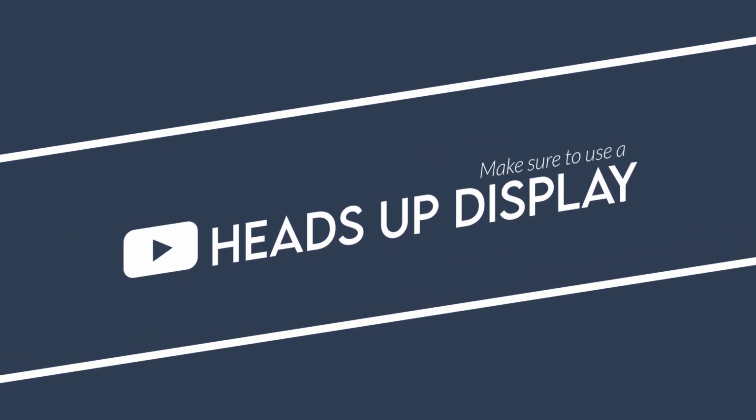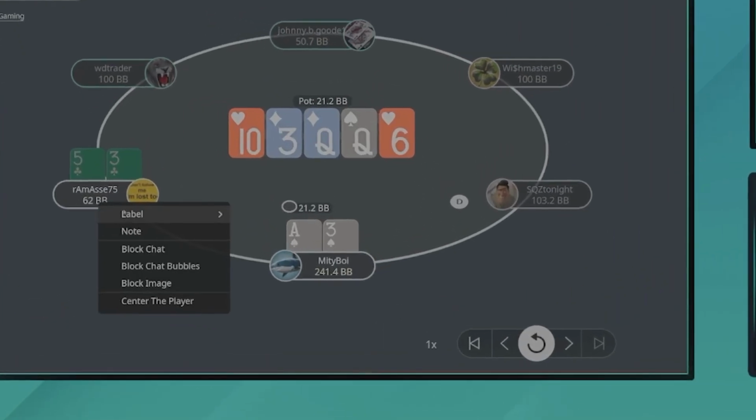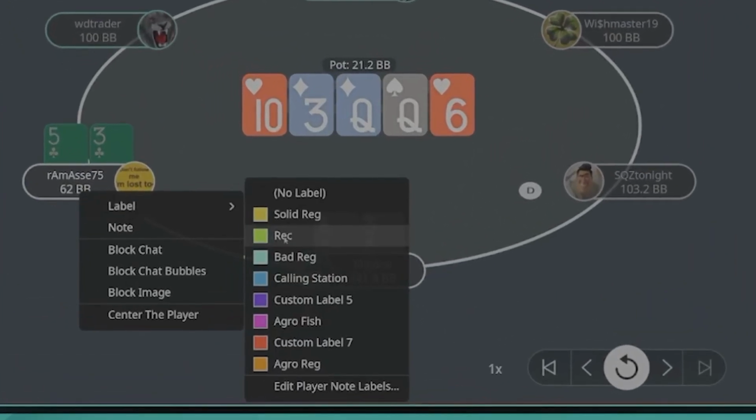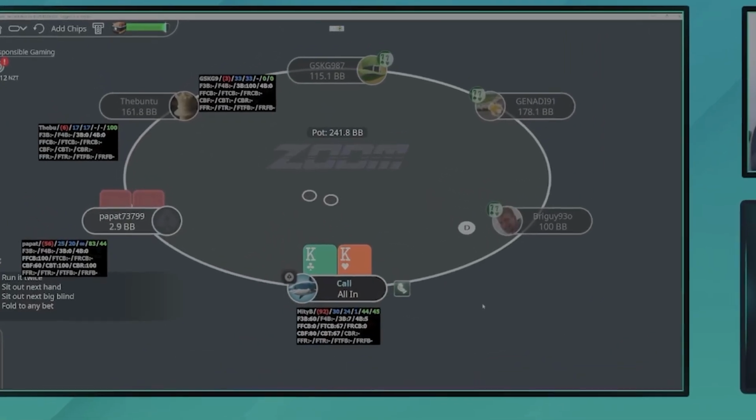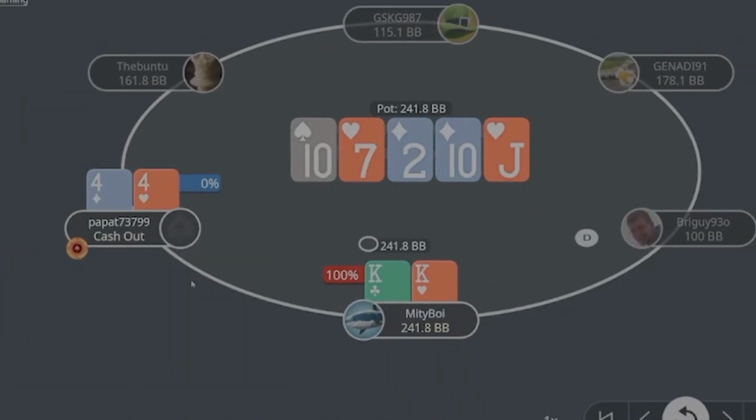Speaking of labeling and color coding, are you using a heads-up display? If you aren't, you should be. And if you are, you should be relentlessly labeling and taking notes on your opponents. I won't spend too long on this one, but I will tell you what I do, and that's to sort my opponents into different categories based on their HUD stats. And if I see someone show up with an unusual hand in a specific spot, I'm going to make a note on it for when I see that player again.